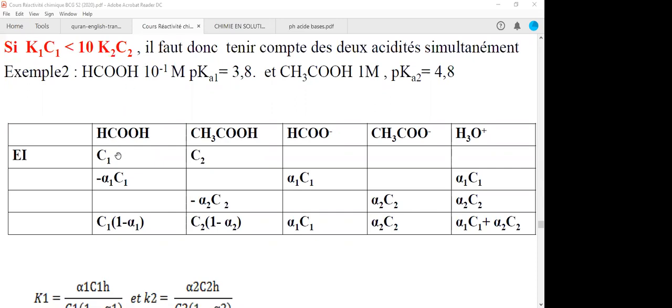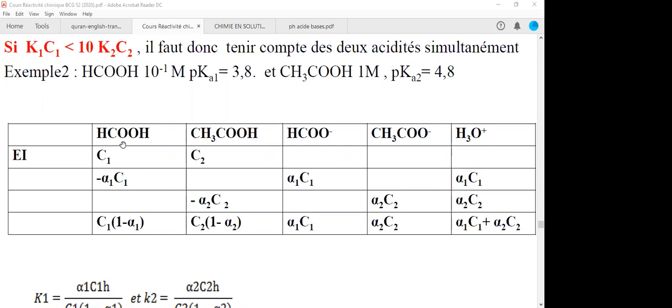So here we've got acid 1 and acid 2. Initially we have the concentration of acid 1 and the concentration of acid 2. When they decompose, they are going to form their conjugate bases and H3O+. So at equilibrium, we want to find the number of moles of H3O+ that we have formed.